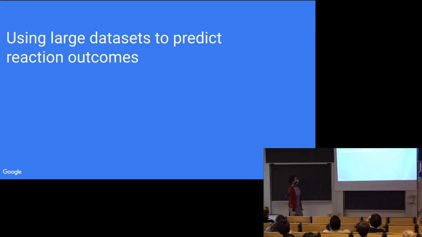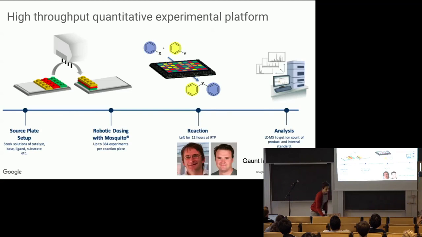And that was why I put that previous example in as a sort of warning that if your data sets are not large, you need to be careful. But we'd like to predict reaction outcomes. So I have some colleagues in the department at Cambridge who developed this high-throughput quantitative experimental platform by which they can carry out many, many reactions and quantitatively measure the output.